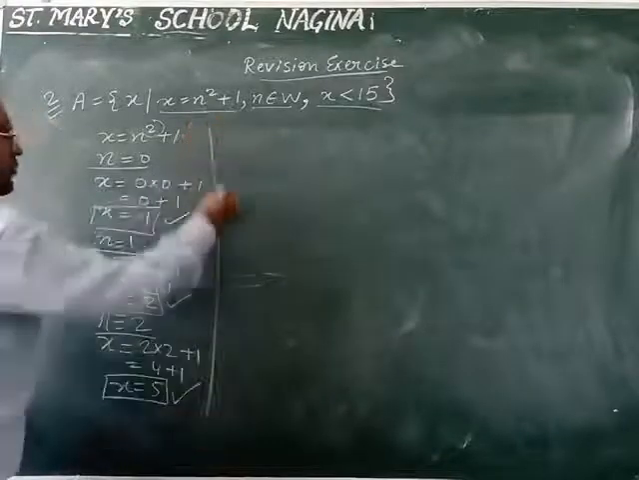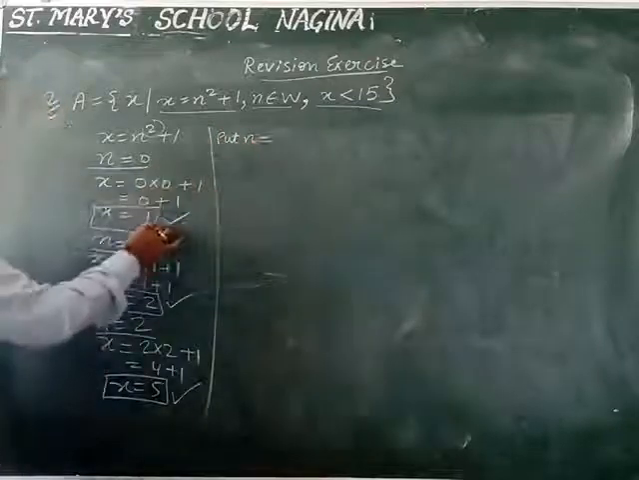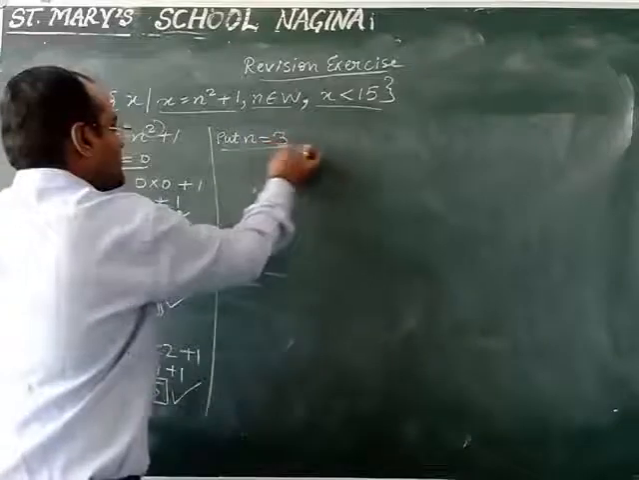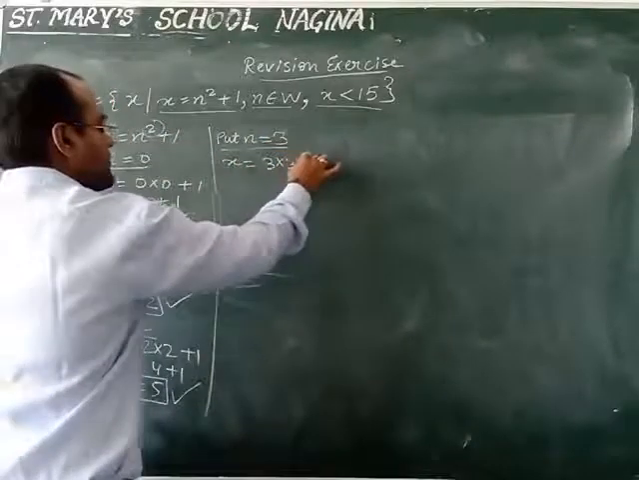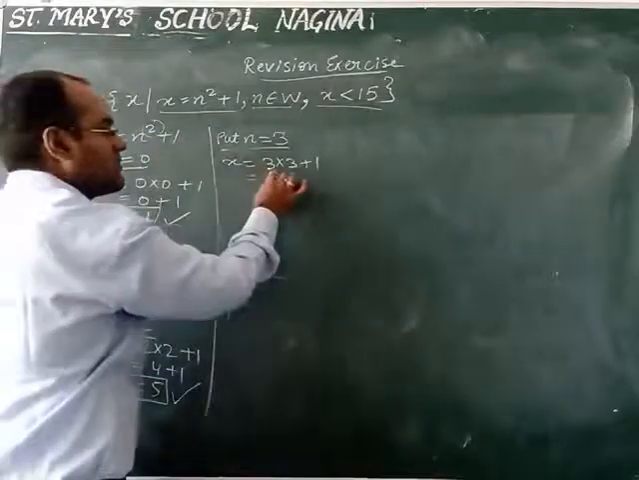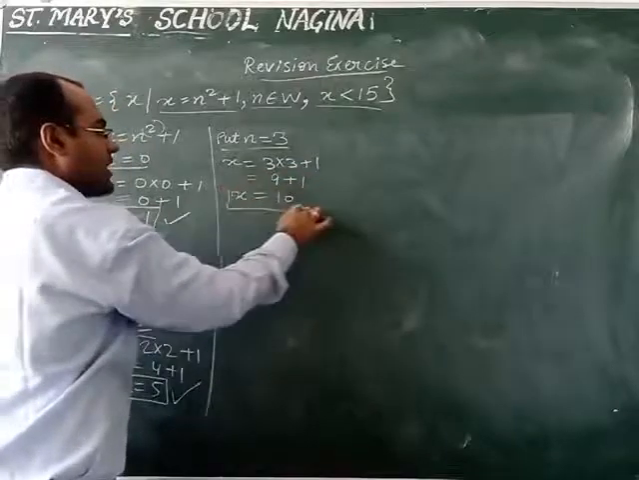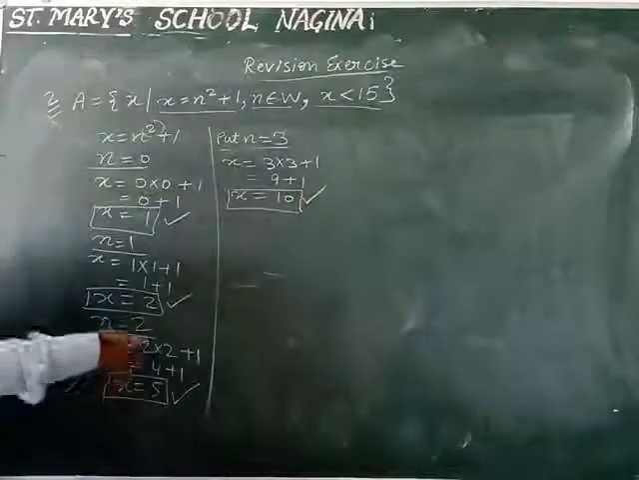Now put n is equal to 0, 1, 2, 2 we have put. Now 3 we will put. X is equal to 3 into 3 plus 1. N square is there, that's why we are multiplying 2 times. 3 3 is 9 plus 1 10. This is the answer of X, and this 10 is less than 50. Yes. Now we will take next value.